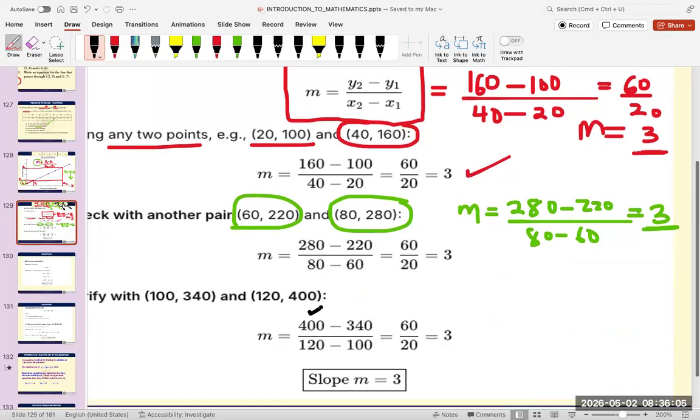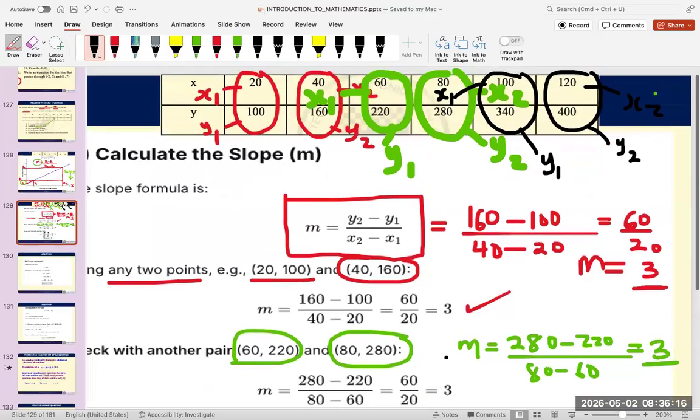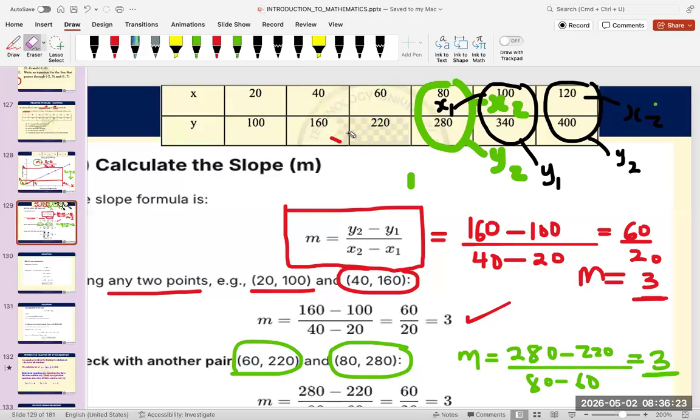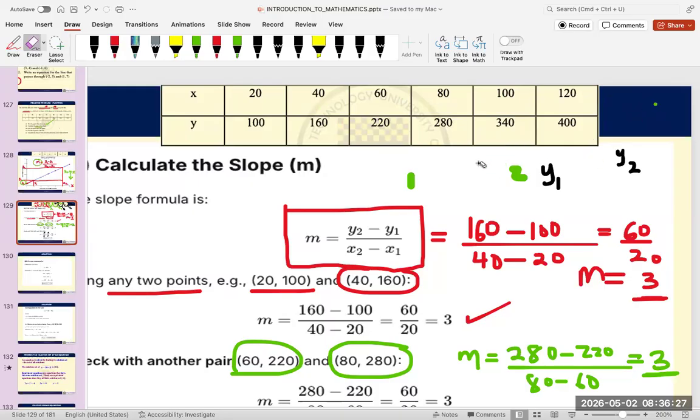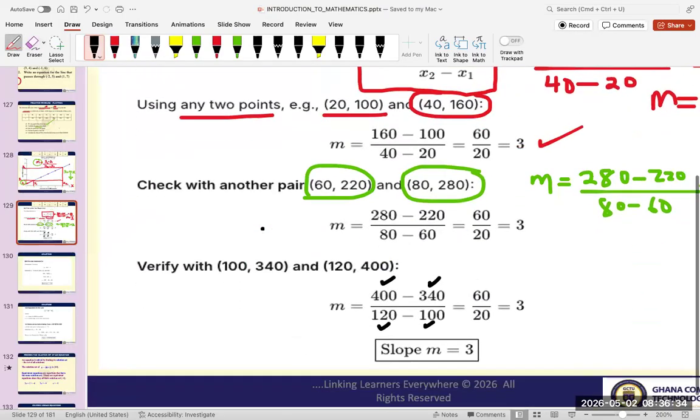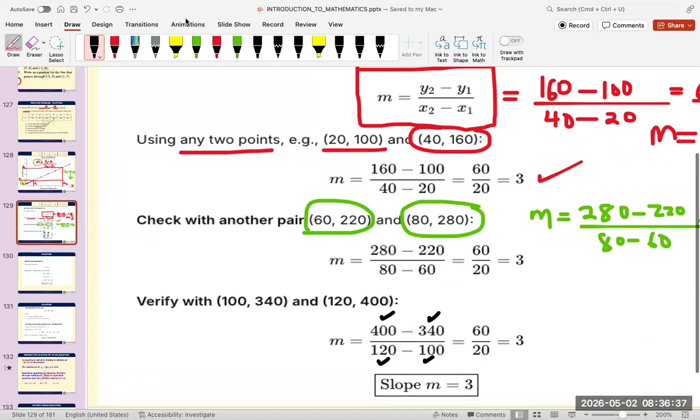Y2 400, Y1 340, X2 120, X1 100, and you still get 3. So no matter the 2 points you pick from the graph, you are going to get the same slope along. It will not change. The M is constant, the C is constant. So that will not change.